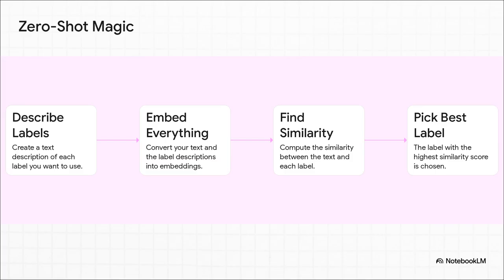Okay, and this is where embedding models do something that honestly feels a bit like a magic trick. It's called zero-shot classification. Get this, you can classify text into brand new categories without giving it a single labeled example. You just describe your categories in plain English, turn everything into numbers, and then just ask the computer, hey, which of my category descriptions is the most similar to this piece of text? It's an unbelievably powerful shortcut.